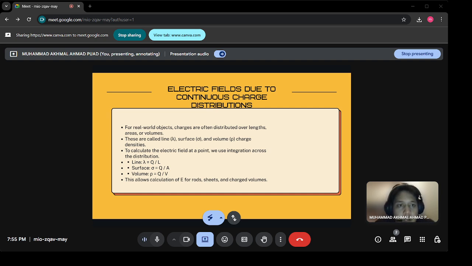For electric fields due to continuous charge distribution, for real-world objects, charges are often distributed over lengths, areas, and volumes. These are called line, surface, and volume charge densities. To calculate the electric field at a point, we use integration across the distribution: line Q per L, surface Q over area, volume Q per V. This allows calculation of E for rods, sheets, and charged volumes.